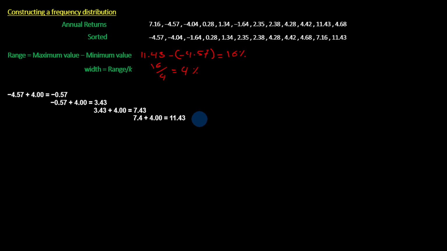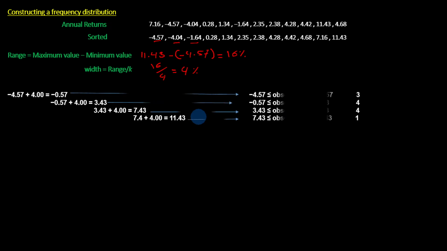Now that I have my intervals and the endpoints of my intervals are clear, all I have to do is count how many observations are there within each interval. For example, the first interval, minus 4.57 up to minus 0.57, I have to count how many are there in this interval. So that's 1, that's another one, that's another one, this one is bigger than this, so that's it. I have 3 observations in this interval, and I will do the same for the other intervals.